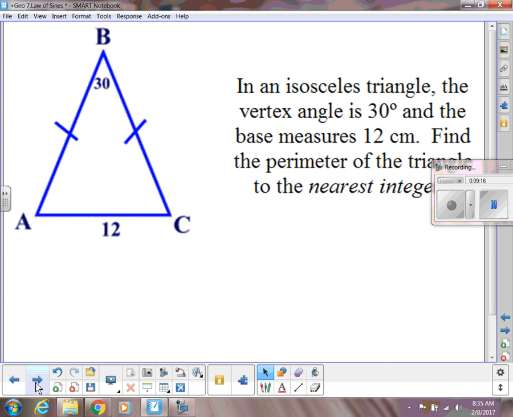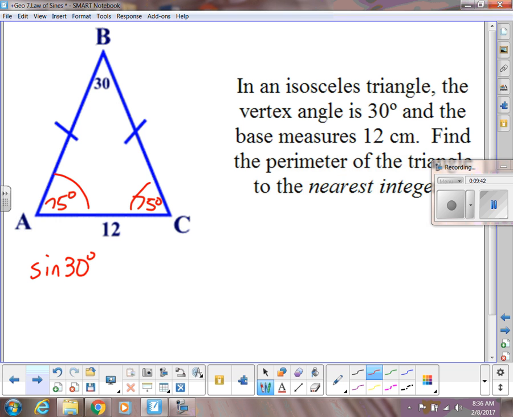All right, so this one is a nice one. We have an isosceles triangle. Our vertex angle is 30 degrees, and our base measure is 12. They want us to find the perimeter. All right, so we first have to find those base angles. So remember, if I do 180 minus 30, that gives me 150, and I can divide that evenly among these two base angles, because we know those would be congruent. All right, so we have sine of 30 degrees. Remember, that's across from the 12. That should be equal to sine of 75 over either one of those. Those will be the same.